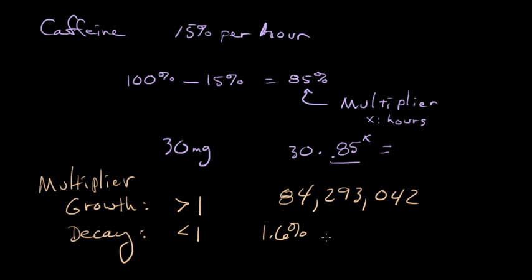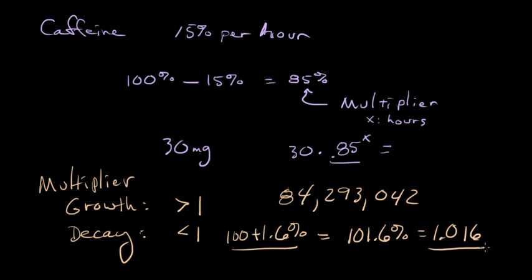Now, if the population growth is 1.6%, then the multiplier is 100 plus 1.6%, which is 101.6%, which equals 1.016. This is going to be your base, and then you put the x power. And so to find the future population of Egypt, you would say 84,293,042 times 1.016 to the x power.